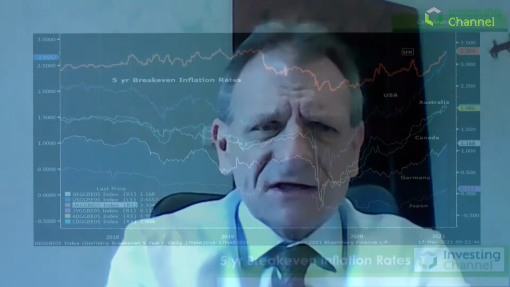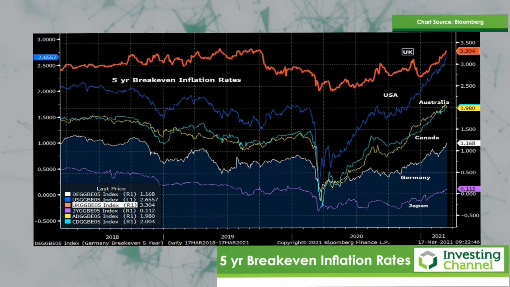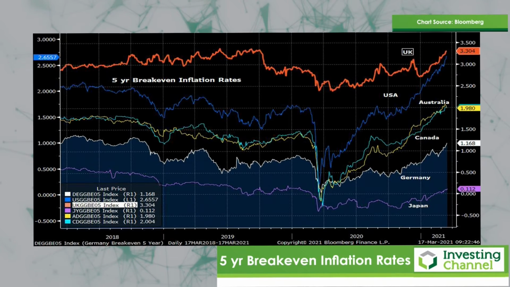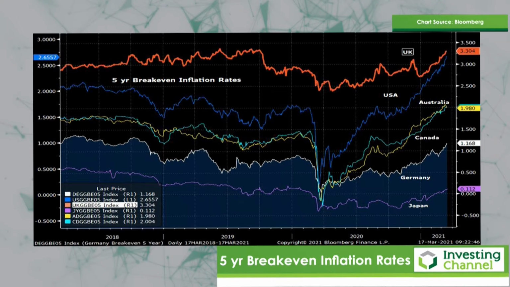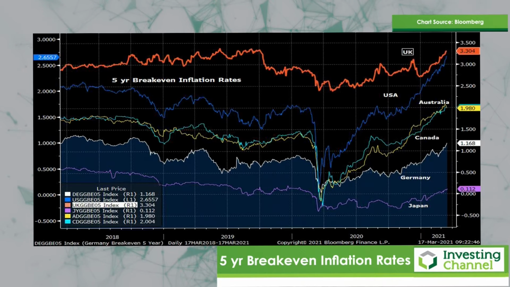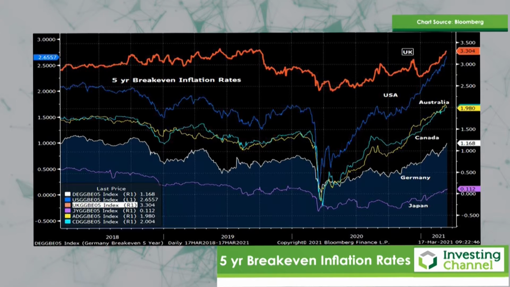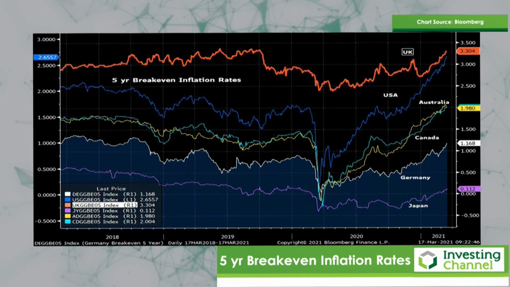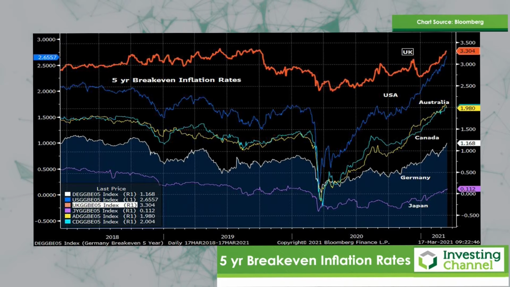So my first chart this week is 5-year break-even inflation rates. These basically, I've looked at a broad spectrum here to highlight a couple of different points. First of all, the break-even inflation rates in the US are those which have risen the most sharply. In part a reflection of the strength of the US economic recovery.